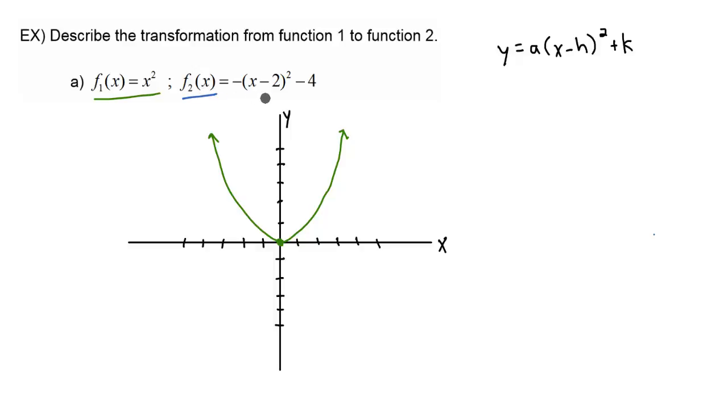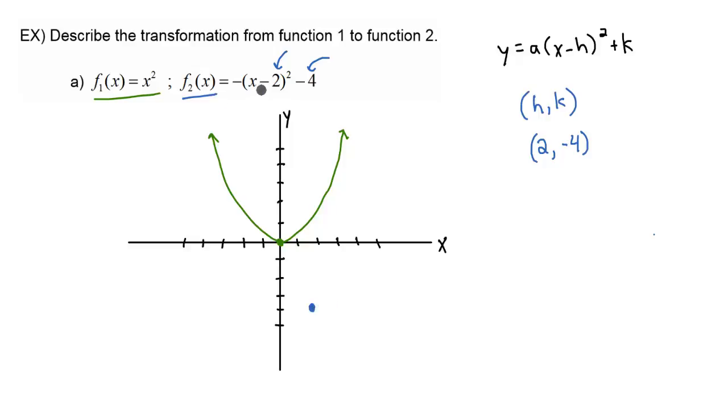And the first thing I want to do here is plot the vertex. Now, the vertex is going to be h comma k. Okay? So it looks like our h value, which is subtracted from our x, is going to be a positive 2. And then our k value is being subtracted at the end. That's going to be a negative 4. So I can plot that on my graph. It's going to be about right here.